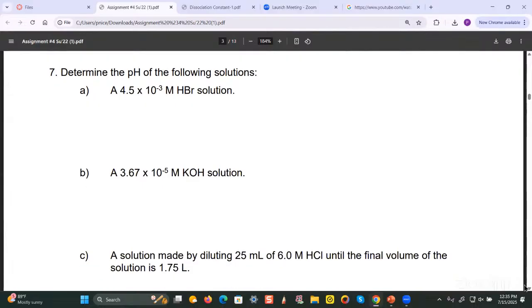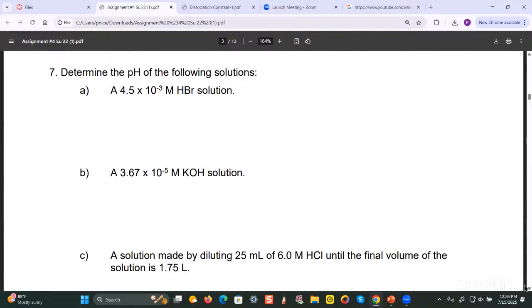Determine the pH of the following solutions. Let's start with the first one. How would you determine the pH of that solution? First thing you should ask is what? Remember what I told you yesterday? When you're asked to calculate the pH of any acid solution, what's the first thing you ask yourself? Is it a strong acid or weak? Exactly.